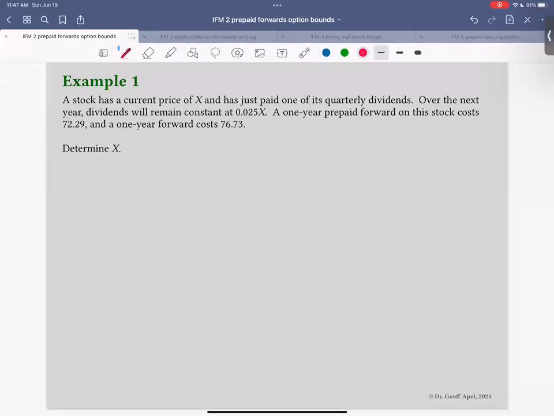Determine X. All right. So whenever they have discrete dividends, I actually draw a little timeline just like you did back in FM. And it looks like they're really just going over 1 year here. So here's 0 to 1. And it's got these quarterly dividends. They said the current price is X, and then each of the dividends is 0.025X.